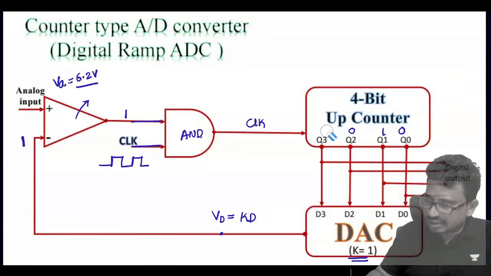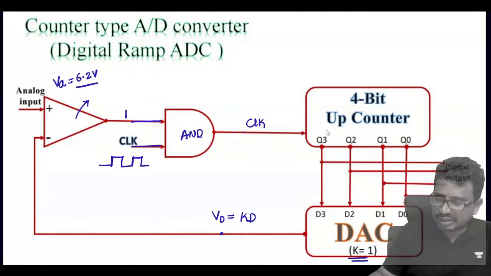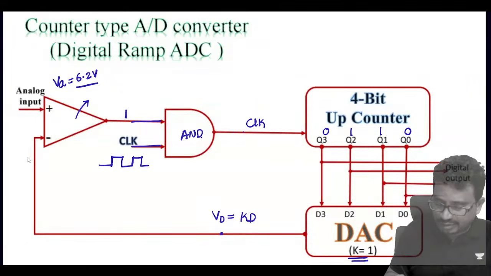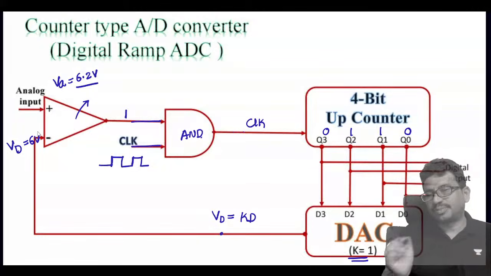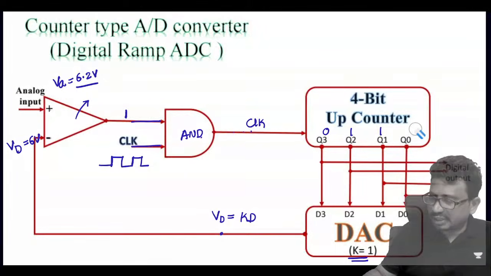Let us consider that after some time this output value reaches 6, let us say 0 1 1 0. Then how much is the Vd value, tell me now. This Vd value will come to be 6 volts. Now you see the output is still 1. So we get the clock, and then it will get incremented.